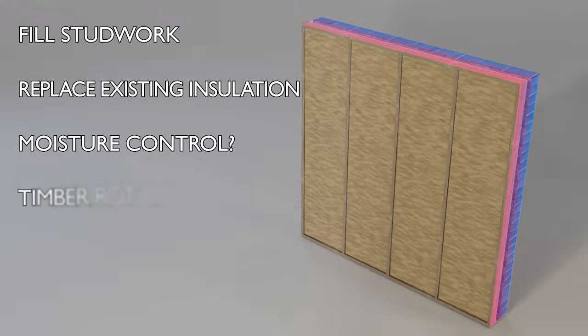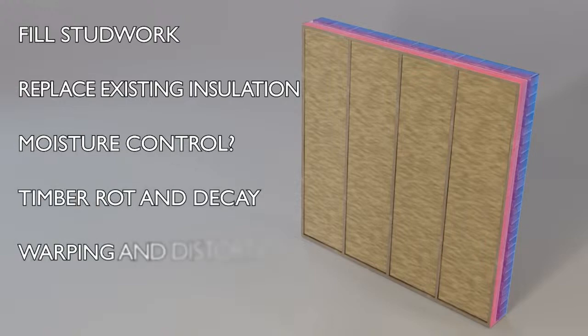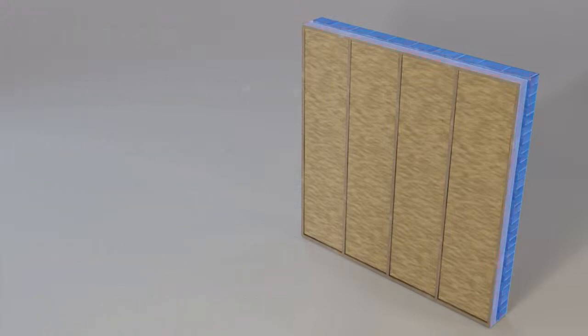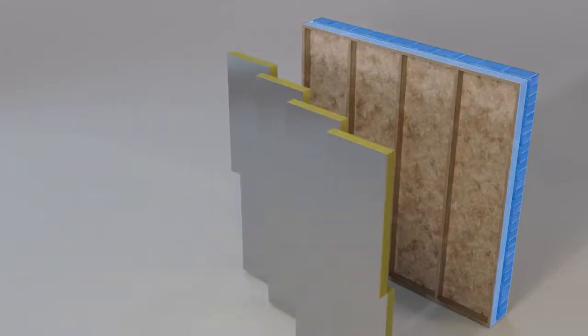Timber structures in particular are more vulnerable to rot and decay than masonry walls, and timber can also warp and distort in response to moisture. This warping may also be historical, causing issues with the fitment of some types of insulation. So, let's first consider the most obvious approach and upgrade the insulation to a high-performance rigid foam.